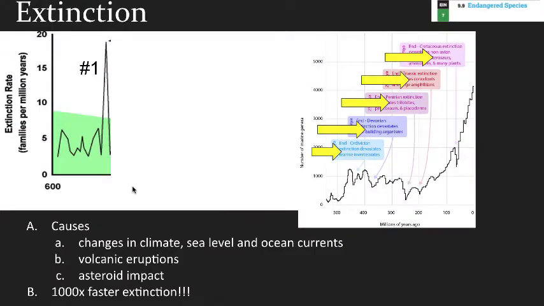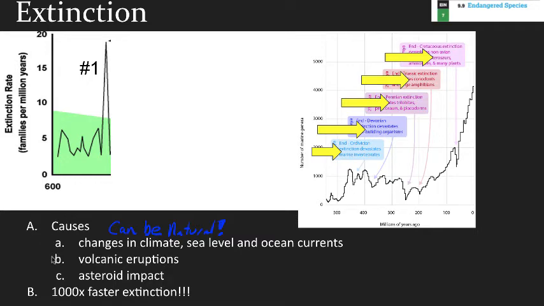To begin with, we need to know extinction is not just a man-made process. This is something that happens naturally. So it can be natural, right? So if you look at this, climate change, sea level, and ocean currents can change naturally. Certainly they can be influenced by humans, but it can also be natural factors that can cause some of this extinction to occur.